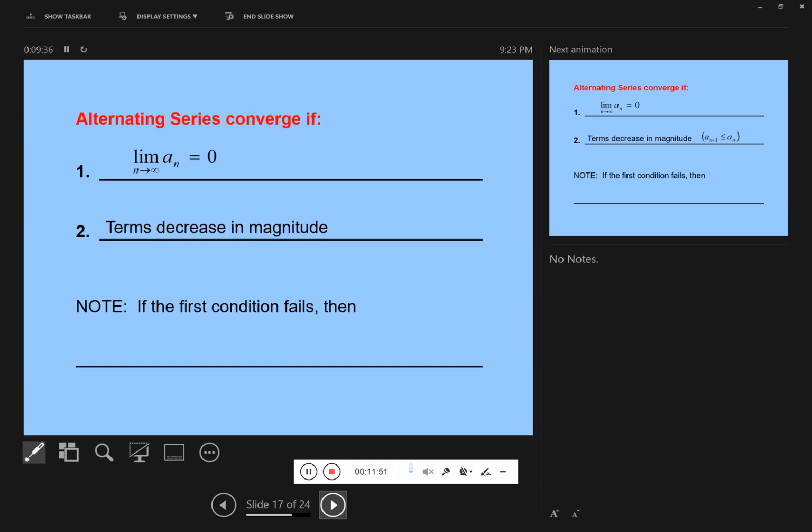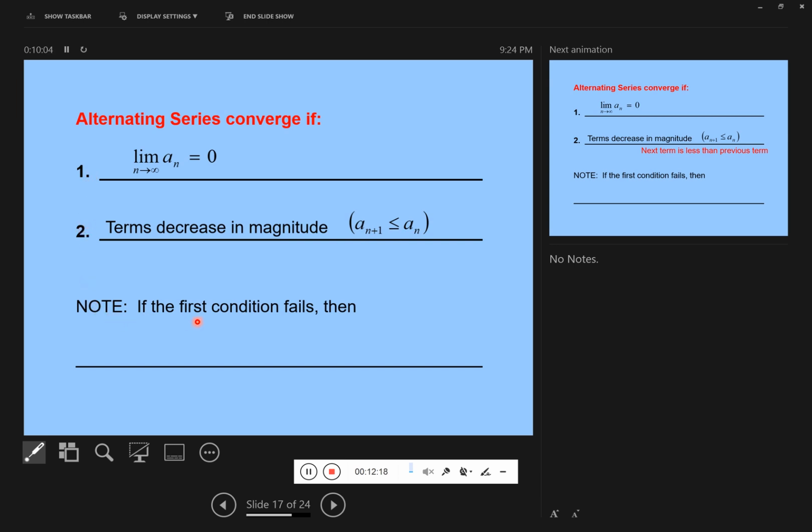The way that they tend to write that formally is you'll see this notation where it says a sub n plus 1 is less than a sub n. Well, a sub n plus 1 is the term that comes after a sub n. And so they're saying, hey, is the next term less than the previous term? Okay, so in order for an alternating series to converge, you have to say that both of those are true.